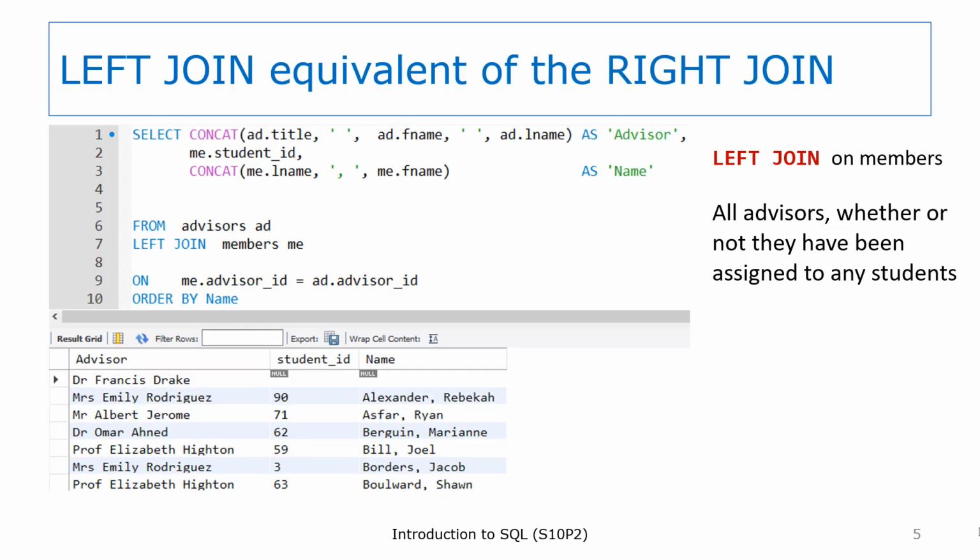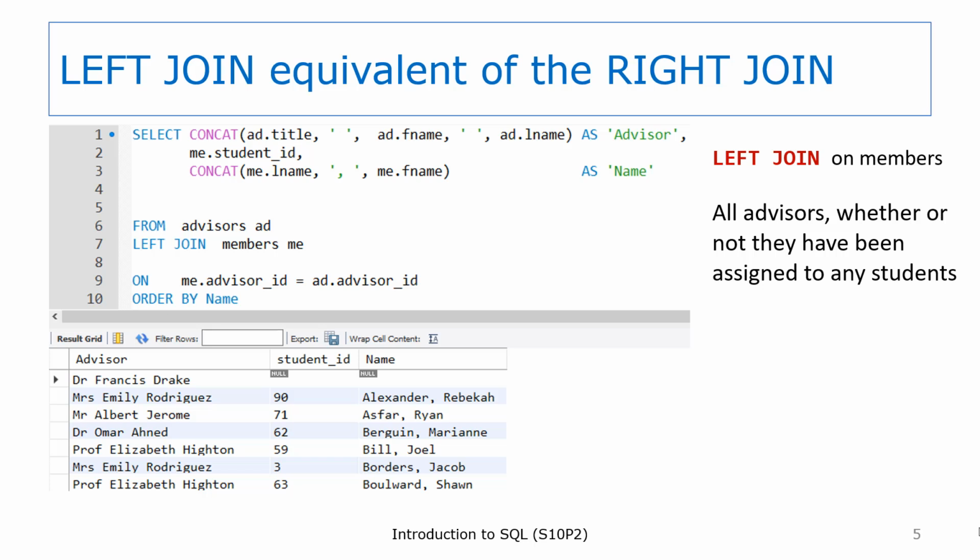Look first at the result grid on this slide. The first column is the advisor name. You can see that it shows the advisors whether or not they have been assigned any students. Dr. Drake is the first advisor listed, and he does not have any students assigned to him. Now look at the statement, especially at the join type. You see that this is a left join.